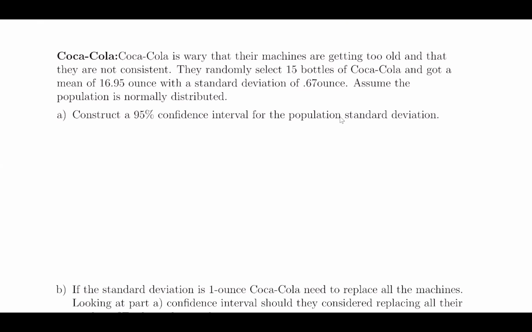For part A, it says construct a 95% confidence interval for the population standard deviation. They tell us we have a sample size of 15, a standard deviation of 0.67, and a mean of 16.95, but the mean is useless to us because we're doing the confidence interval of a standard deviation. We don't care about the mean here. Everybody good? So n is 15, s is 0.67.